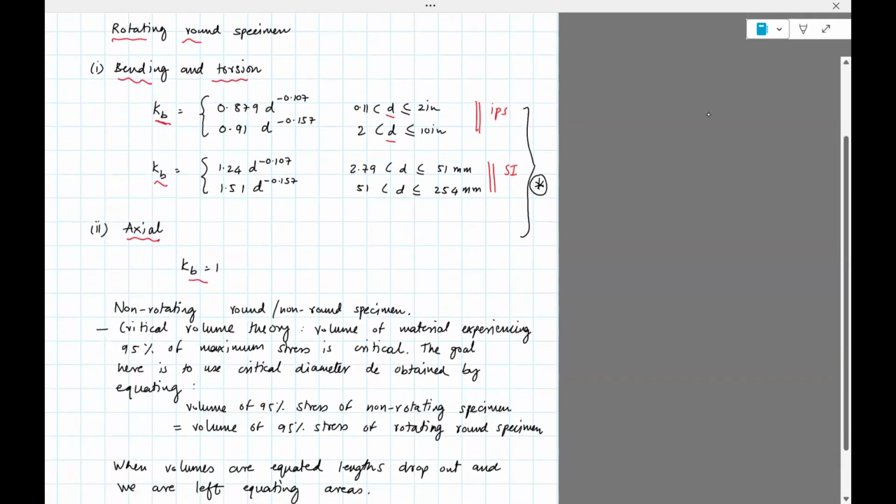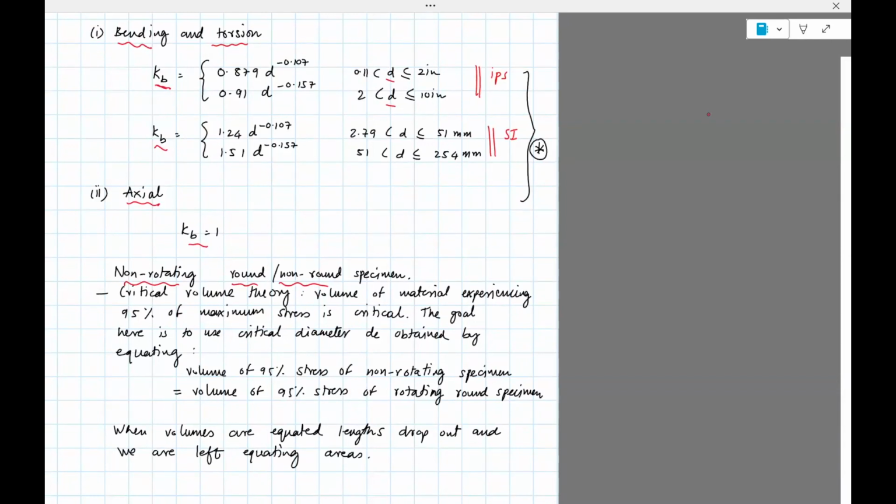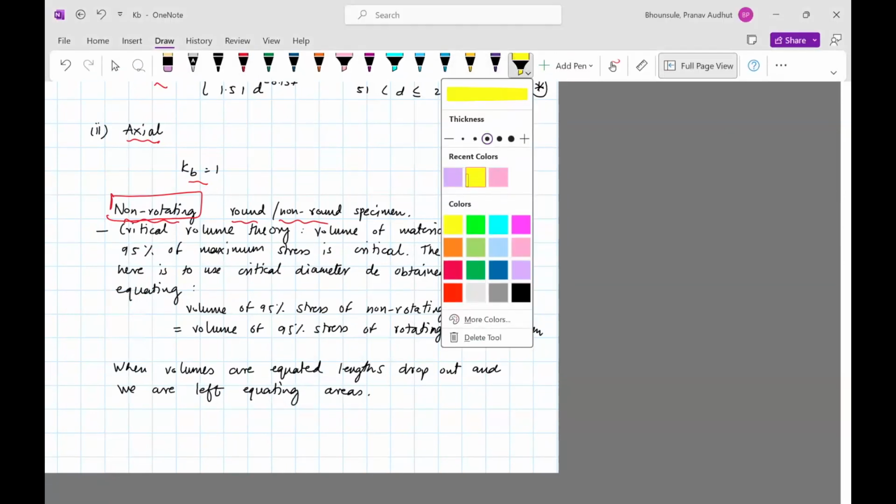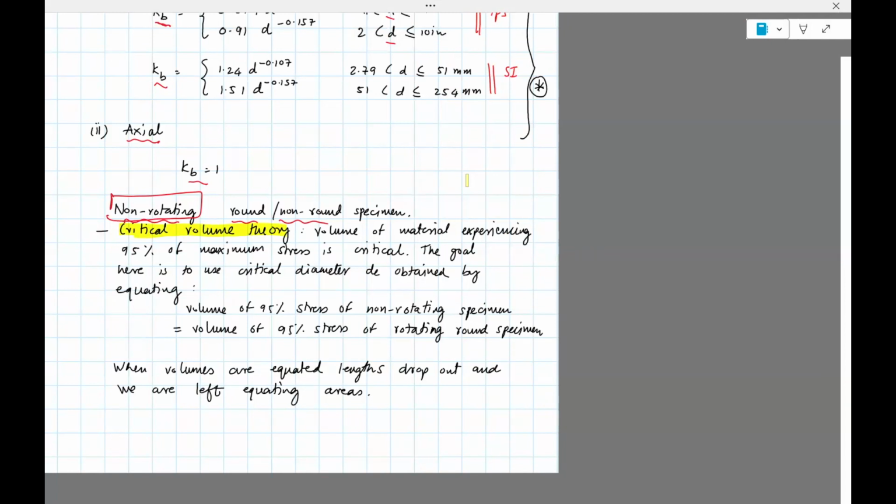Now, you may have a situation where you're not dealing with a round specimen. That is, the machine element is non-round and it is non-rotating. Or even if it is round but it's non-rotating, the key thing here is non-rotating, then you need to use a different way of computing it. So what you need to use is a theory called critical volume theory, which says that the volume of material experiencing 95% of maximum stress is critical. The goal here is to use the critical diameter obtained by equating the volume of 95% stress of the non-rotating specimen to the 95% stress of the rotating round specimen.